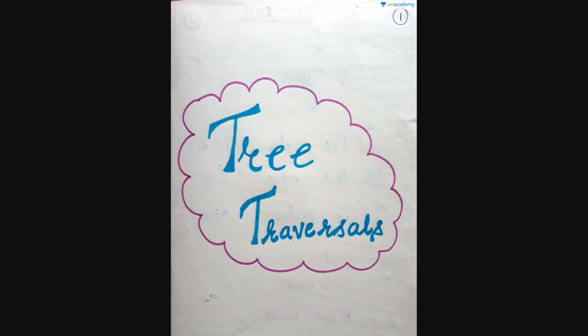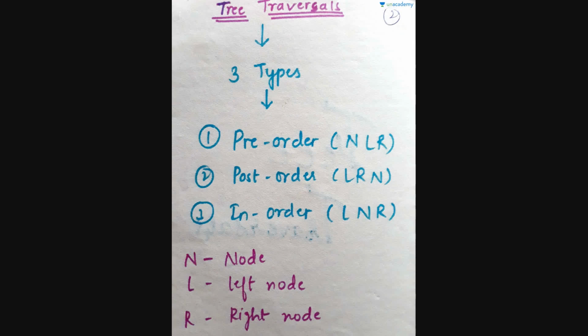So what is this traversal? Traversal is nothing but the path or the way in which we move on to the nodes of the given tree. There are three types of tree traversal: one is the preorder traversal, postorder traversal, and lastly the inorder traversal.